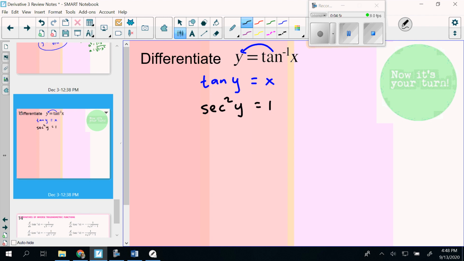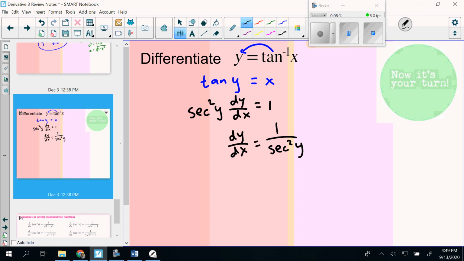Oh, sorry, I forgot the dy/dx, so let's get that in there. Secant squared y times dy/dx, because we're doing the derivative of y, so we have to have the derivative in there. And then let's solve for our derivative. Derivative equals 1 over secant squared y.